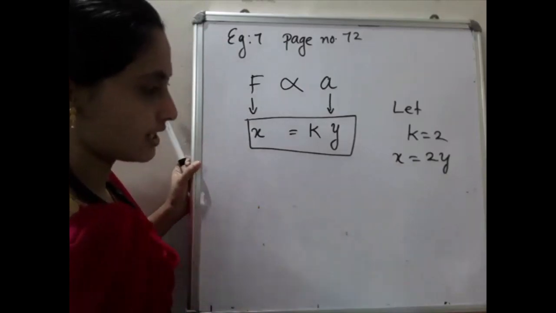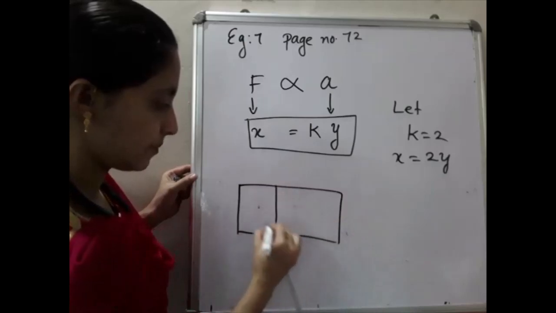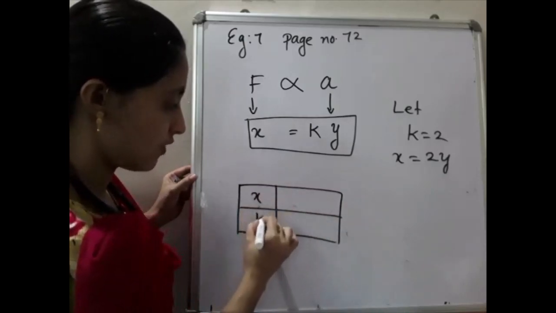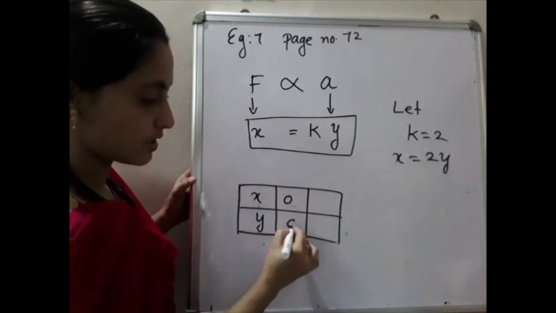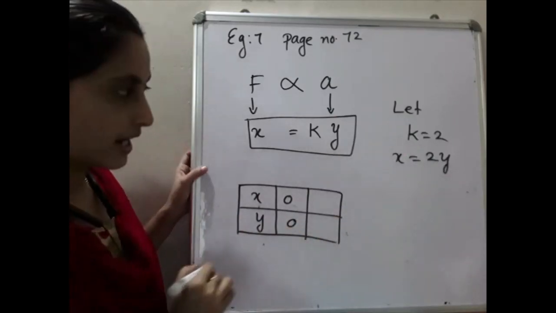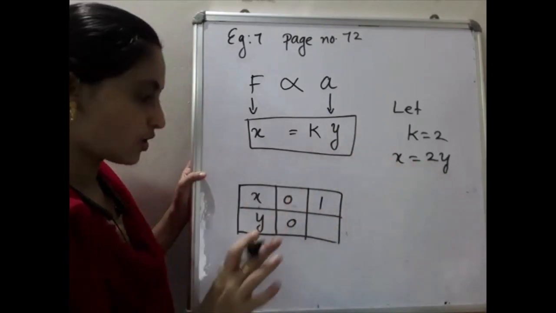That's enough. Okay. Then you have to draw the table. Then only you can draw the graph. Is it? So x value, y value. If x is equal to 0, x is equal to 0 means y is equal to what? 0 itself. Okay, then x is equal to 1. Y is equal to 0 means x is equal to 0. So no, we can't find.